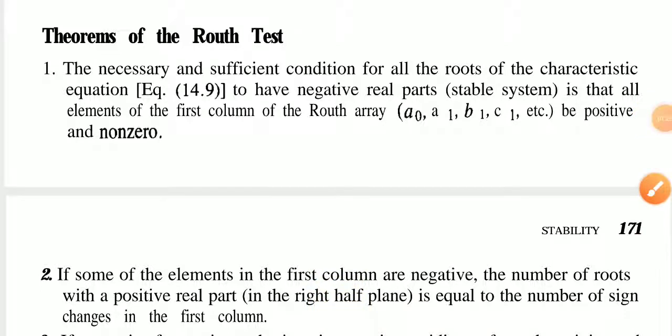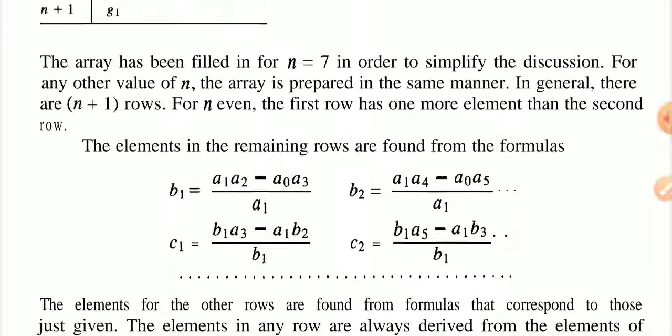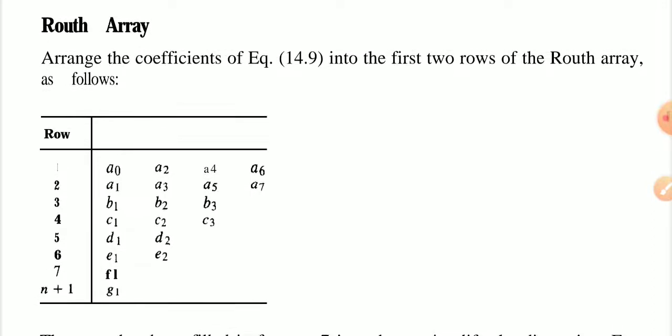The first point is the necessary and sufficient conditions for all the roots of the characteristic equation to have negative real parts. The stable system is that all the elements of the first column of the Routh array, A0, A1, B1 and C1 etc., be positive and non-zero. This one is the Routh array.